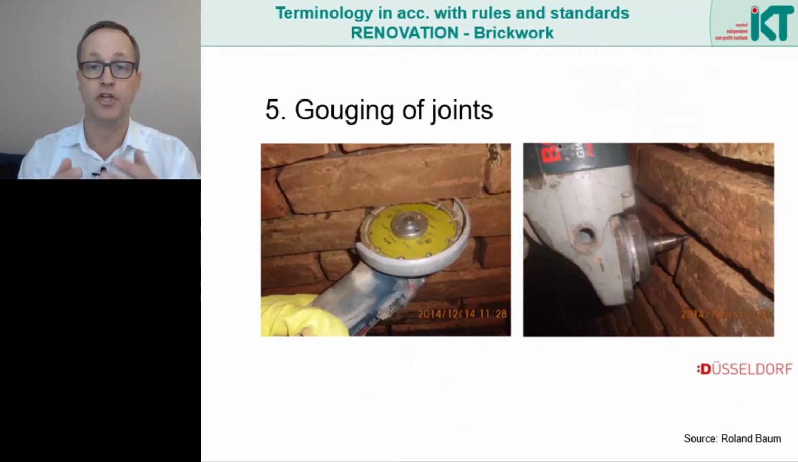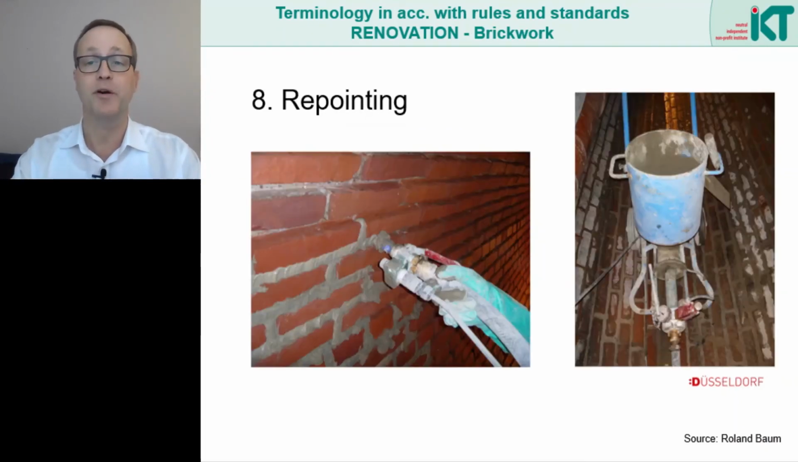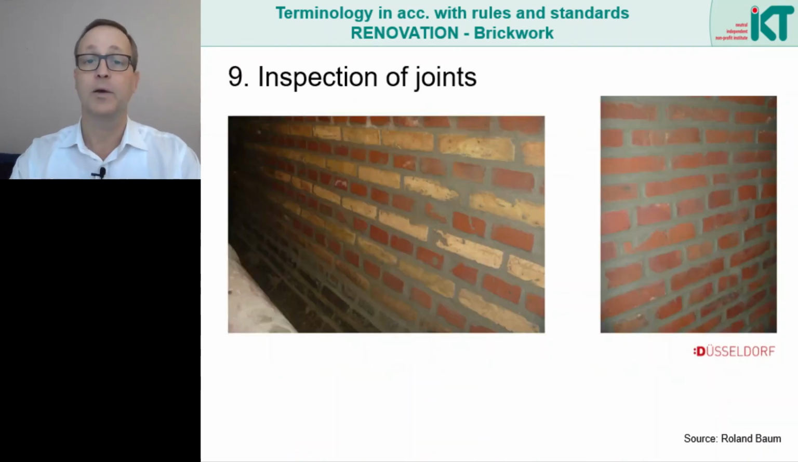Here we see how the joints between the clinker bricks are cleared out to such an extent that only intact joint material remains. In this picture we see the repointing with mortar. On the right we see the mortar pump. Here we see the finished work. All joints look like new again, defective clinker bricks were replaced.